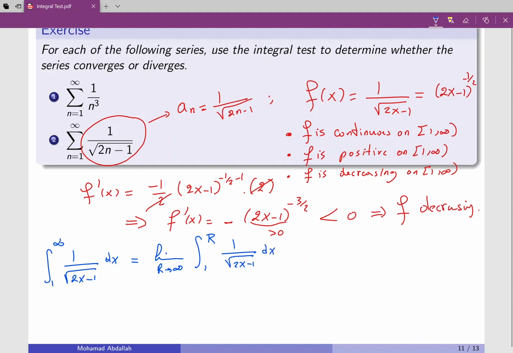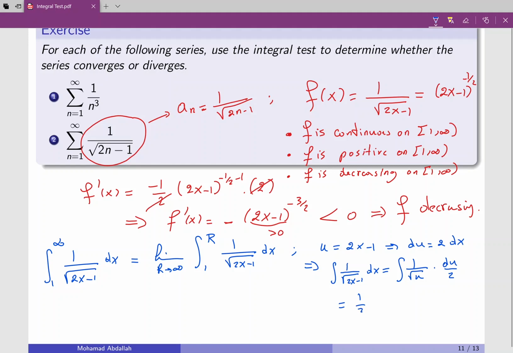Here we can use a change of variable. We can let u equal 2x minus 1, so that means du equals 2 dx. Okay, so then I'm just going to find the antiderivative here. The integral of 1 over radical 2x minus 1 dx is equal to the integral of 1 over radical u, and instead of dx we put du over 2.